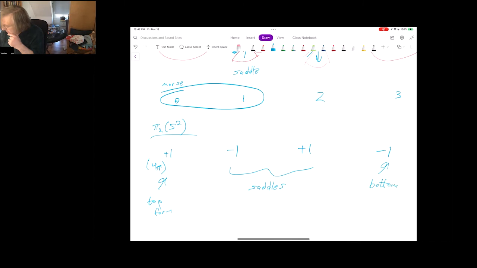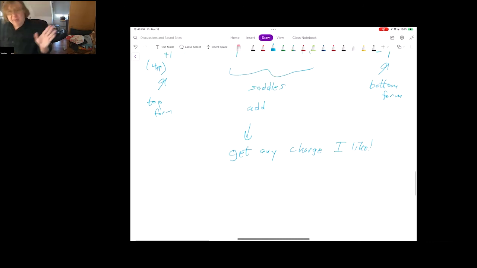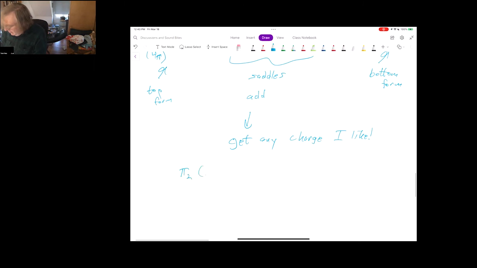So I can't add top forms to top forms or bottom forms to bottom forms, but I can add saddles arbitrarily. I can add them, and I can get any charge I like. So now you're happy because you say, oh, so pi2 of S2 does a good job because it now classifies all the defects.